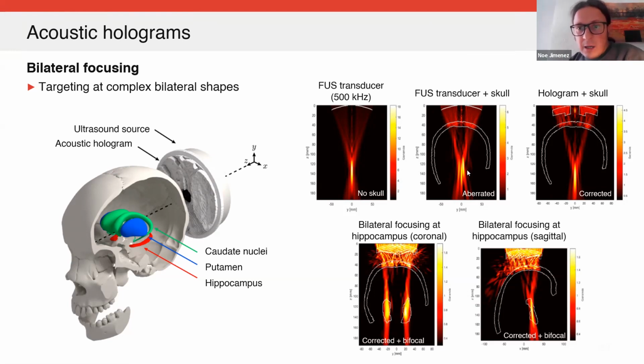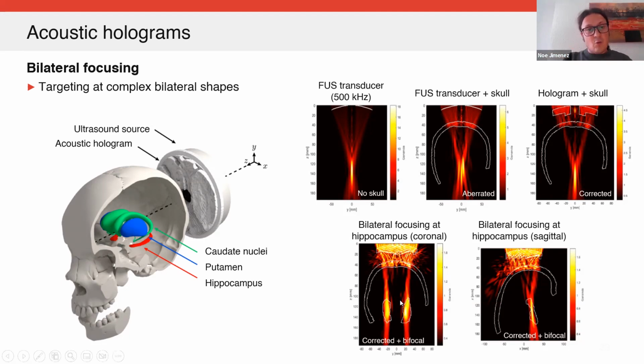Actually, when you place the skull, you see that the focal spot is completely aberrated. You lose amplitude, you lose localization, and when you develop a hologram in order to compensate these aberrations and refocus in a focal spot, you retrieve what you have in the homogeneous medium. You can do even better than this.